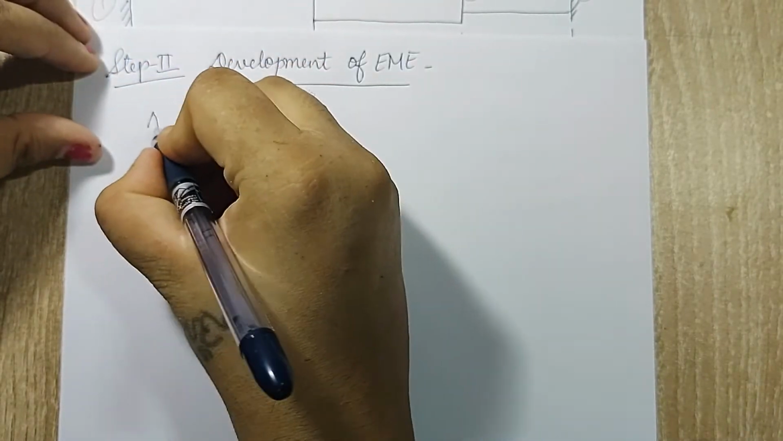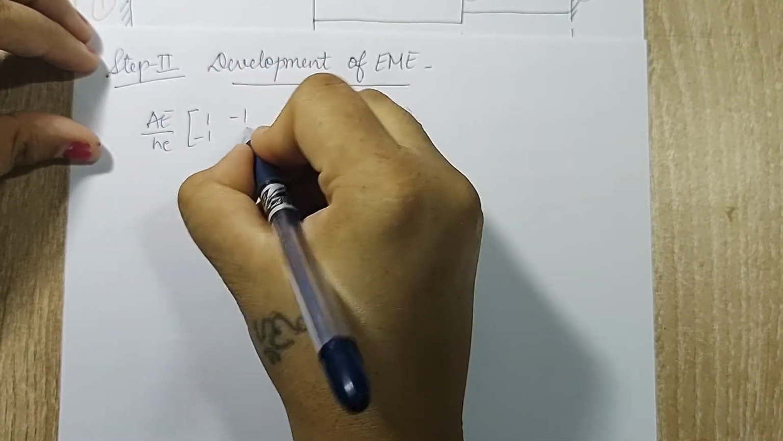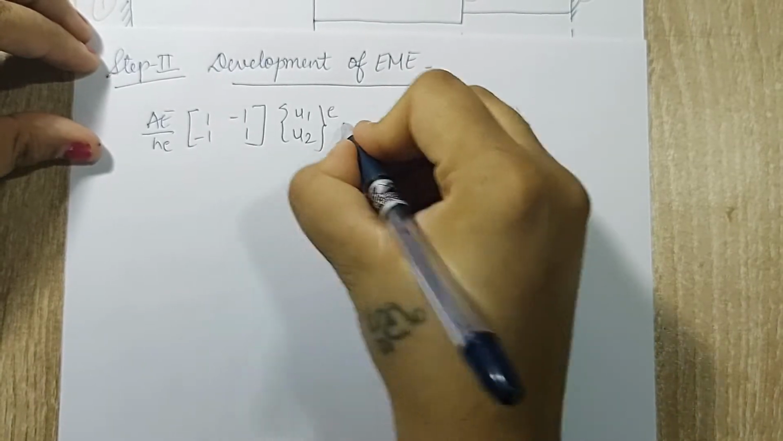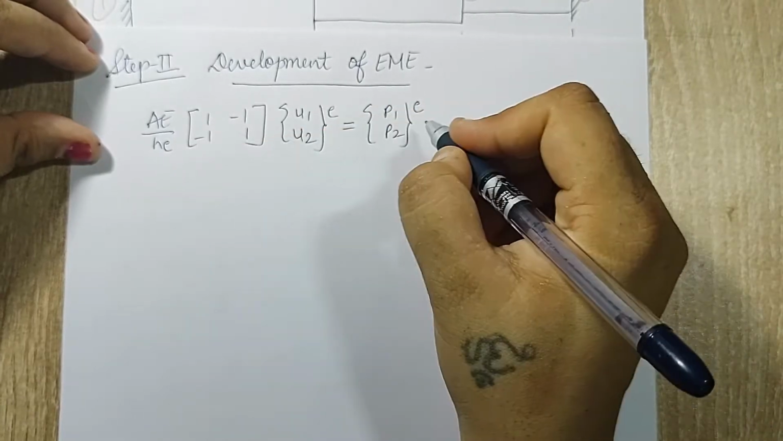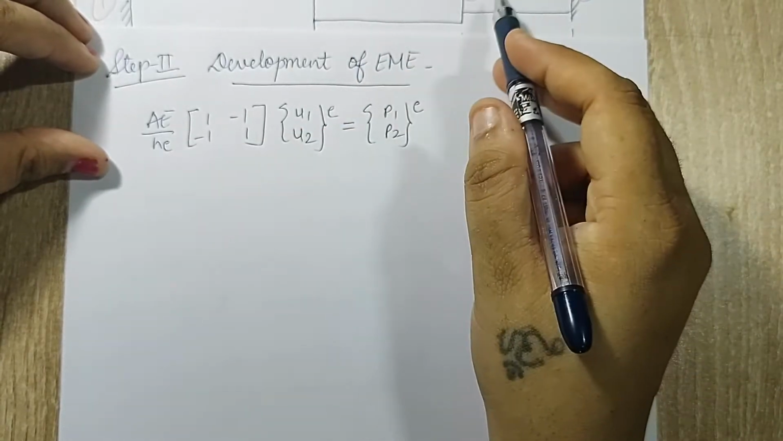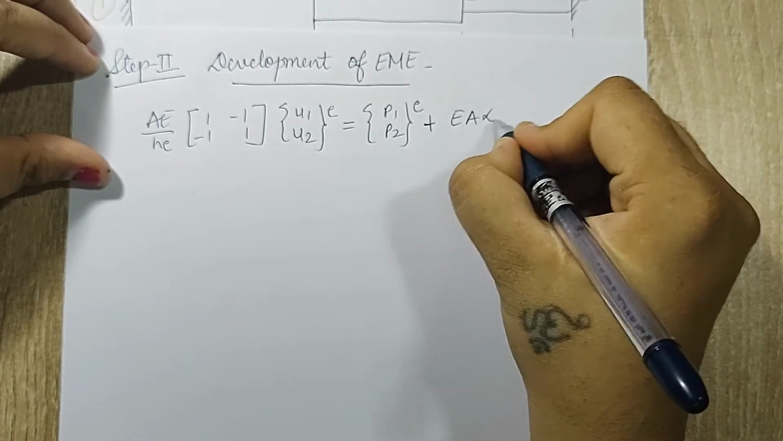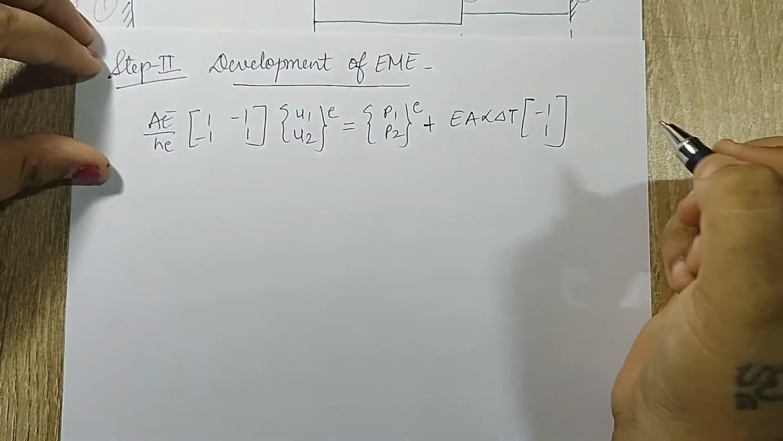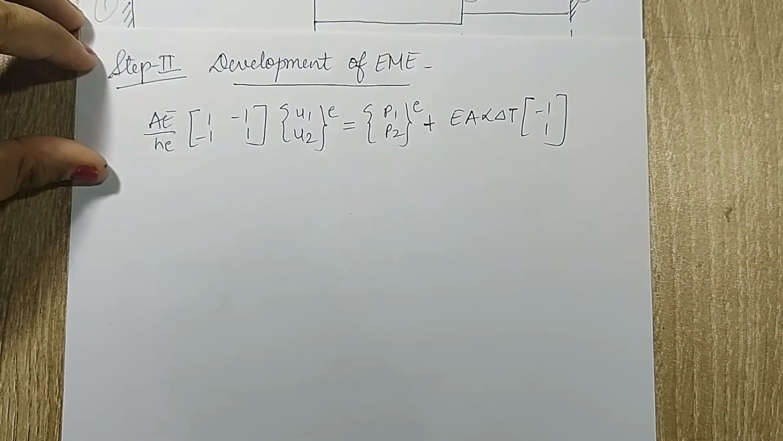The equation is AE upon HE times the matrix [1, -1; -1, 1] times [U1, U2] raised to E is equal to [P1, P2] raised to E. This is for step bar. Now since there is a thermal effect added in this question, I will have plus EA alpha delta T times [-1, 1]. This is another term which is added here. This is your temperature effect. This is something that you have already studied in strength of materials.